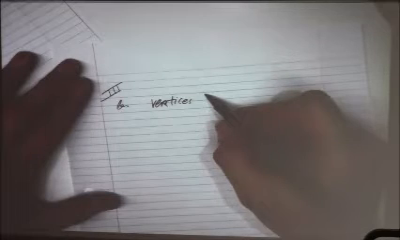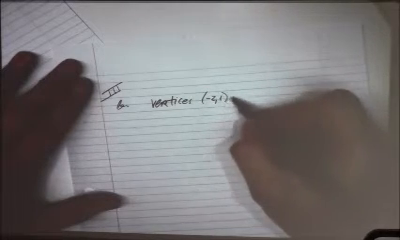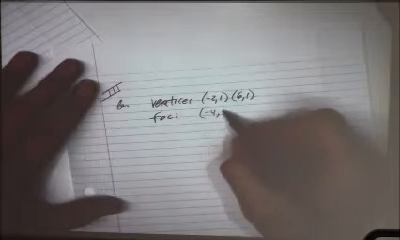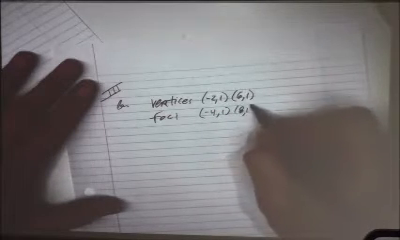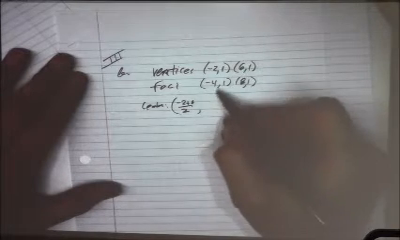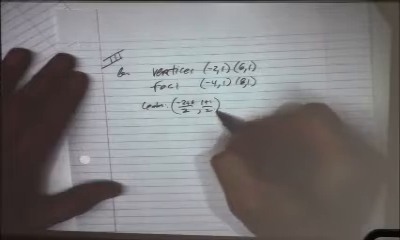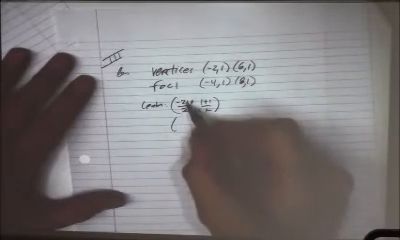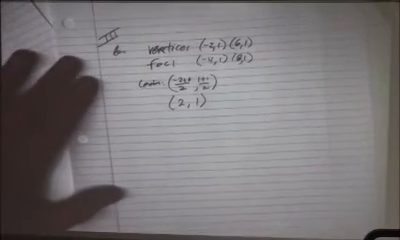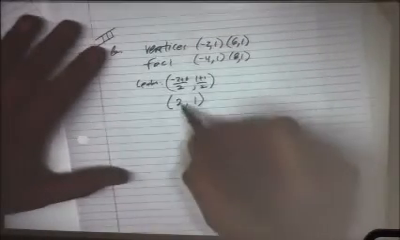So the vertices are -2, 1, and 6, 1. And this time I'm going to give you the foci. The foci are -4, 1, and 8, 1. All right, let's see what we can do with this. First, I can find the center from -2 plus 6 over 2 and 1 plus 1 over 2. So 6 minus 2 is 4, 4 over 2 is 2, 1 plus 1 is 2, 2 over 2 is 1. So it looks like the center here is 2, 1. All right, so that's my H and that's my K.